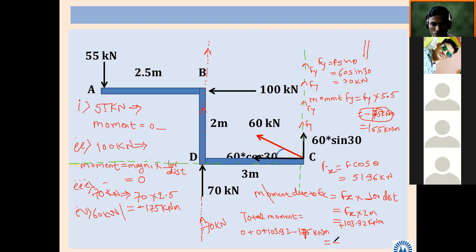-236.08 kilonewton meter. Sorry, here it was minus, no? Sorry, sir. Okay, so final answer you note down, afterwards you can write -236.08. So actually the last part remained, I think. So that we have completed.